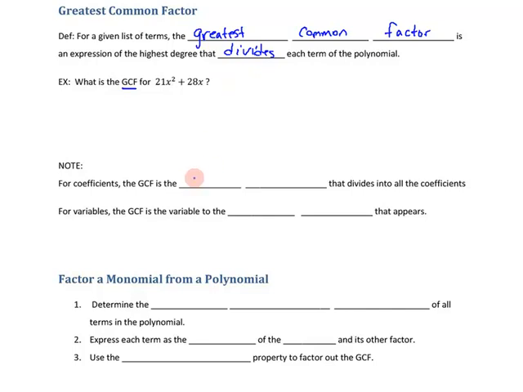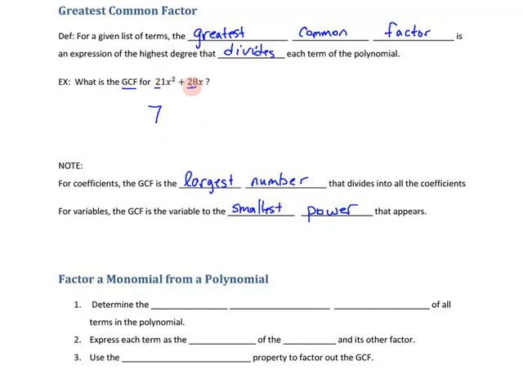For coefficients, the GCF is the largest number that divides into all of the coefficients. For variables, the GCF is the variable to the smallest power that appears. Now start with the first one. What's the largest number that goes into 21 and 28? The largest number that goes into both of those is 7. So that's the coefficient of the GCF. Nothing bigger divides evenly into 21 and 28.